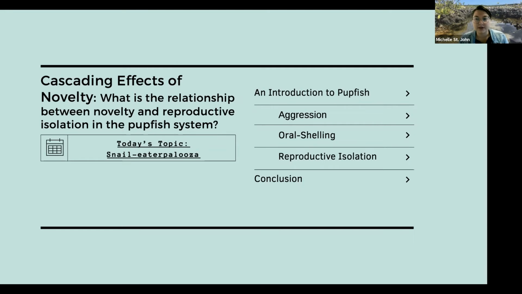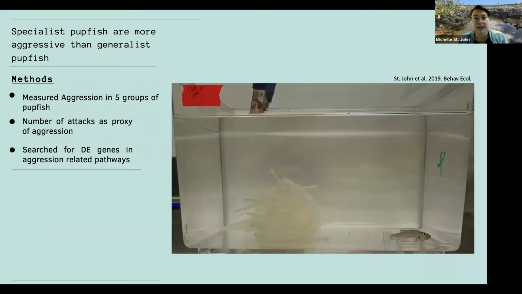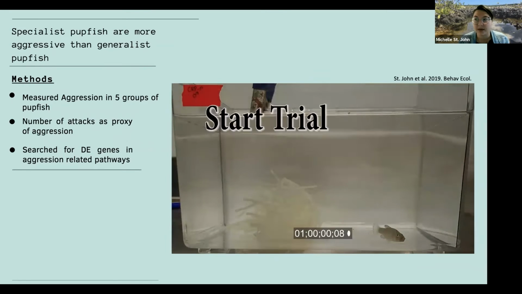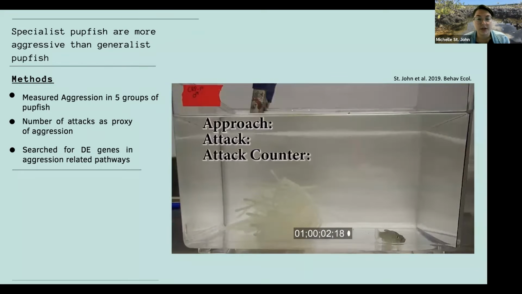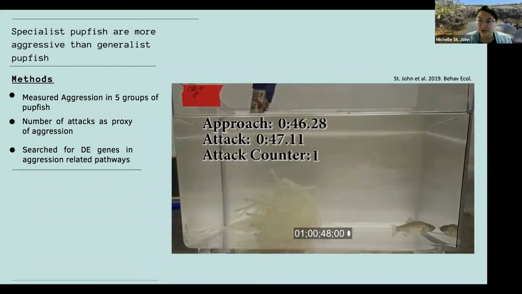It's also interesting because aggression can be used during mate acquisition. Pupfish partake in a lekking system, so males often have to compete directly for females. So to investigate aggression, I measured it using 5 different groups of pupfish, and I utilized these mirror assays seen in the video. So we used the number of attacks as a proxy for aggression. We also looked at differential expression in aggression-related pathways between specialist and generalist pupfish.